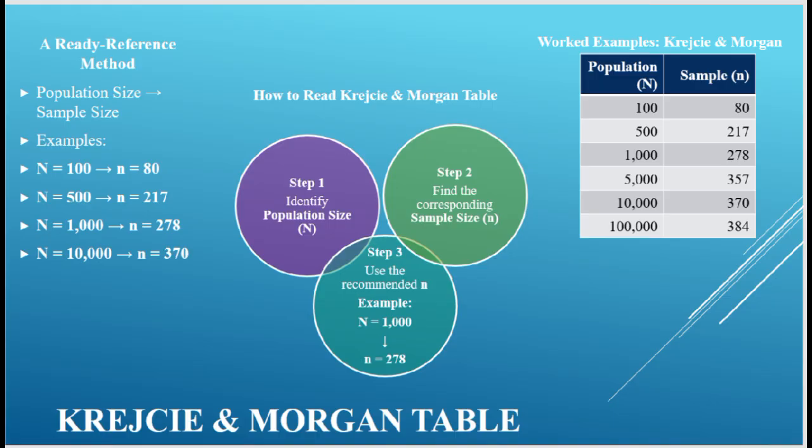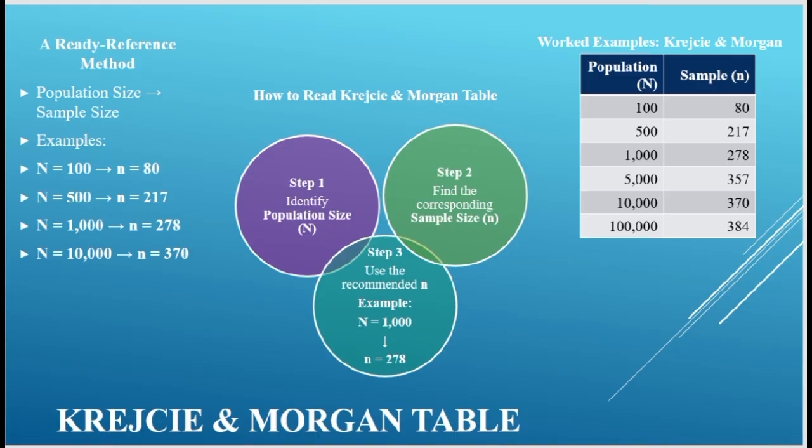Let's look at a few examples from the Krejcie and Morgan table as shown in the slide. For a population of 100, the recommended sample is 80. For 500 it is 217. For 1000 it is 278. For 5000 it is approximately 357. For 10,000 approximately 370. And for very large population the sample approaches approximately 384 under the assumption of the table.